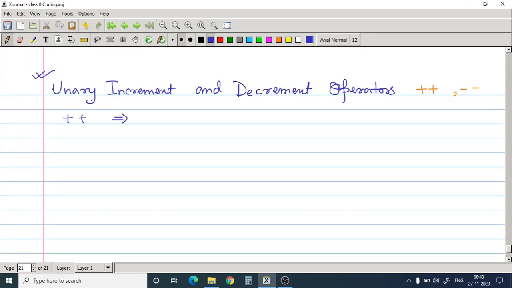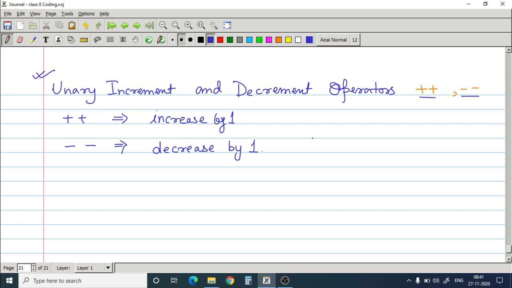Now the next set of unary operators are the unary increment and decrement operators. Now there are two: the increment operator is plus plus and the decrement operator is minus minus. Now this minus minus and plus plus has a mathematical significance. Plus plus means increase by 1 and minus minus means decrease by 1. Okay, just by 1 and not by anything else.